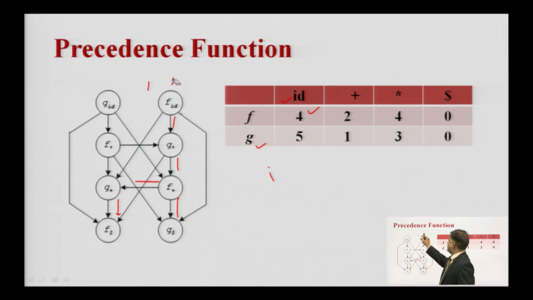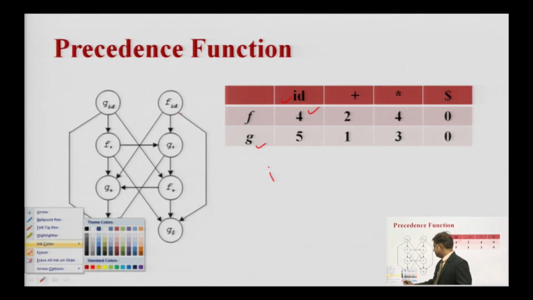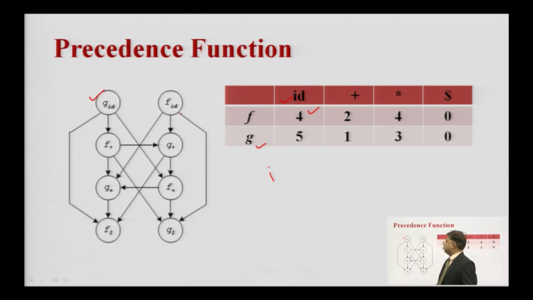So, I will start from the G I D and try to find all possible paths which can be travelled starting from the G I D. Where is my G I D? This is my G I D. Now, the first possible path is G I D to F dollar, length is 1. Second, G I D to F star to G plus to F dollar, length is 3.